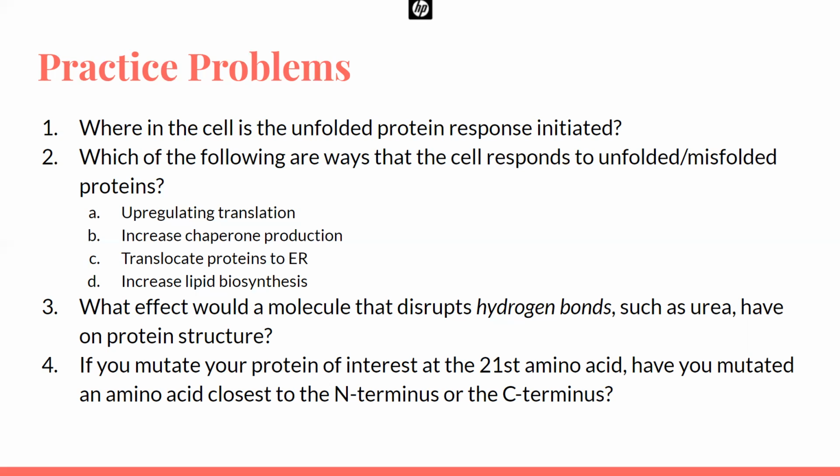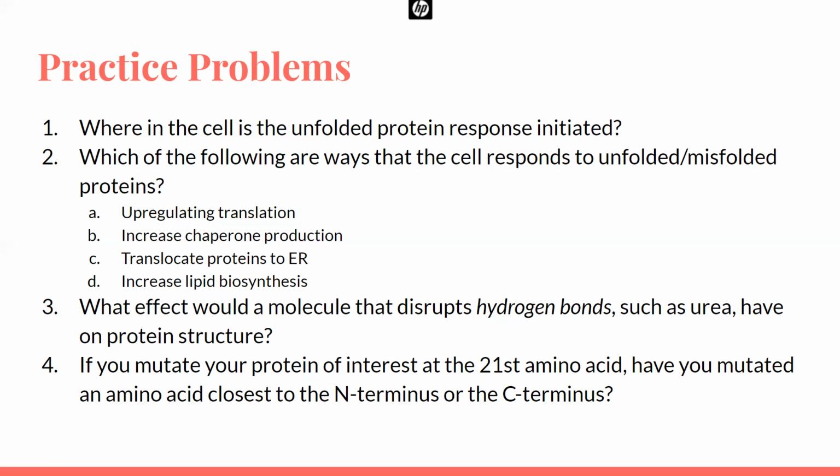So awesome. And number 4, if you mutate your protein of interest at the 21st amino acid, have you mutated an amino acid closest to the N terminus or the C terminus? What do you think? I got this wrong on the practice problems, but I think you would have to know how many amino acids are in the protein. Exactly, yeah. Most proteins have at least 100 amino acids or more. You're really not going to find ones with less than 100 unless she specifies.